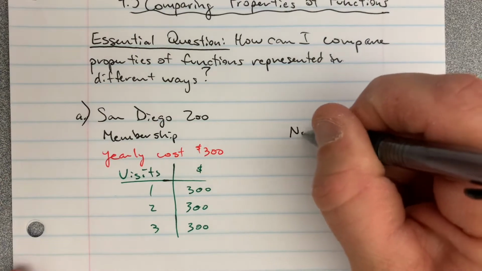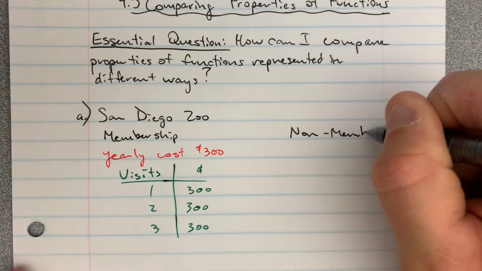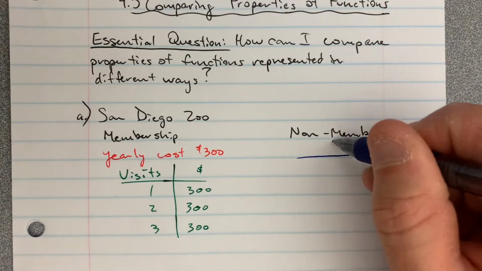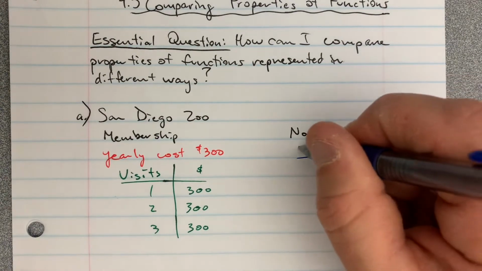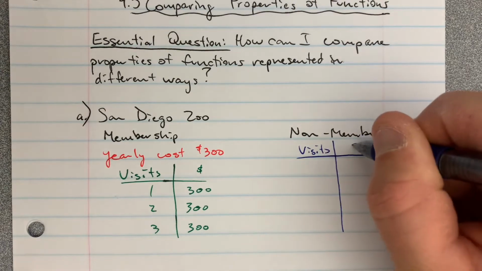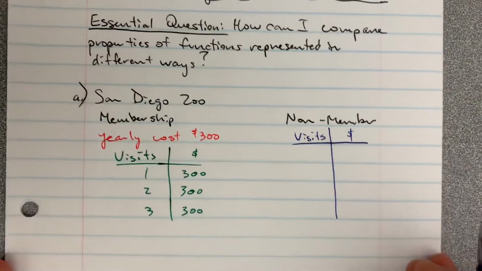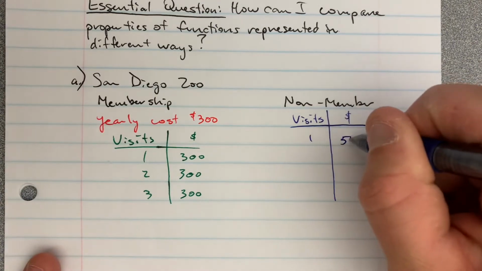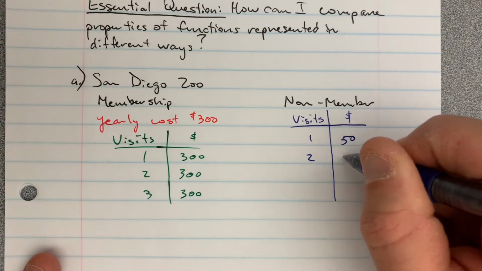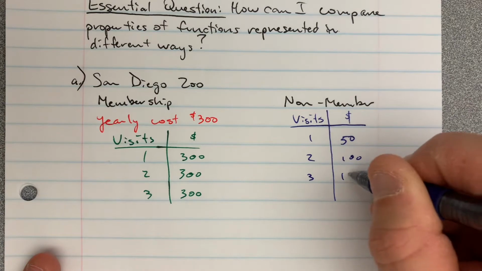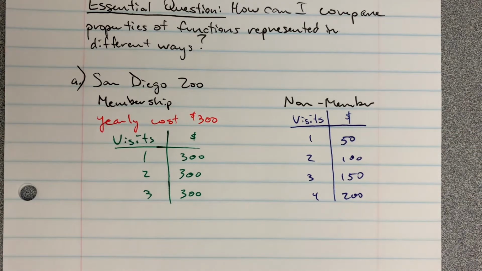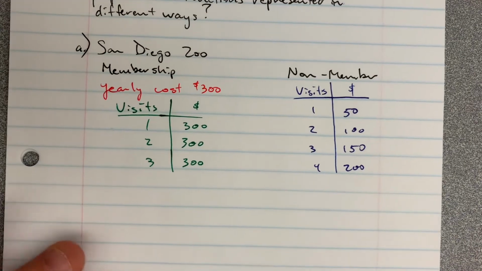However, if I'm a non-member, this is the information given to me. We'll have visits and dollar amount. And we're just going to assume this is for a single person. So I went one time, it cost me $50. 2 times, $100. 3, $150. 4, $200. So as I look at this, I can now make some inferences about it.